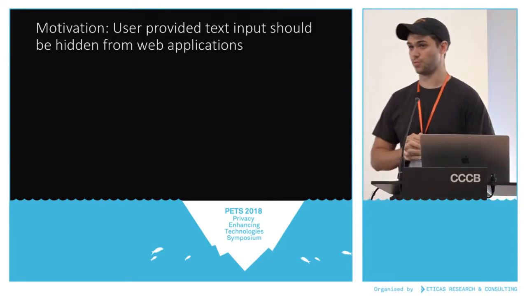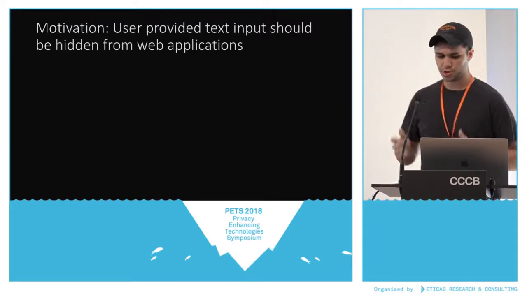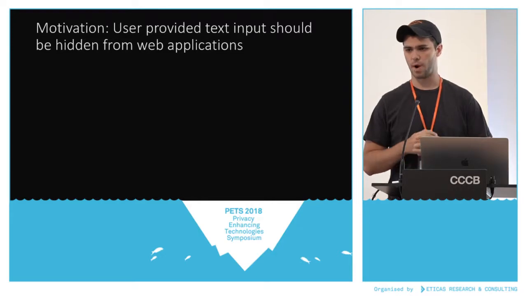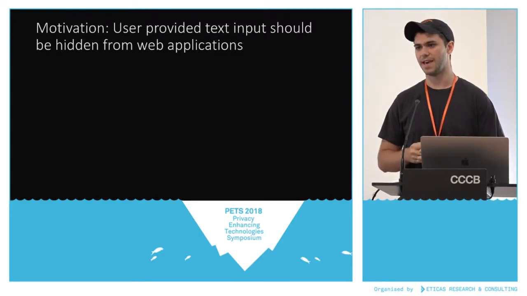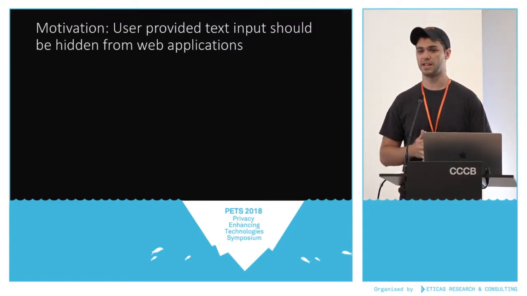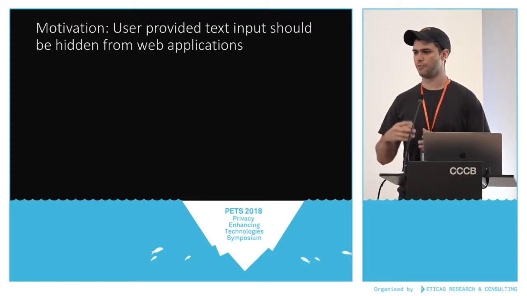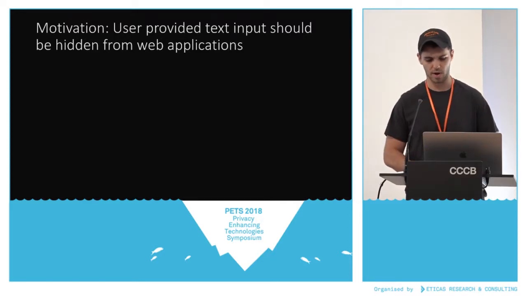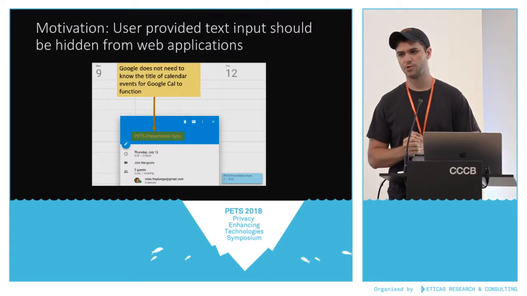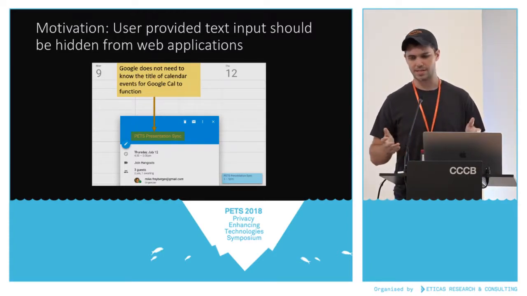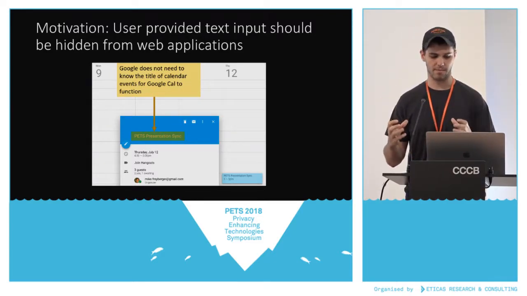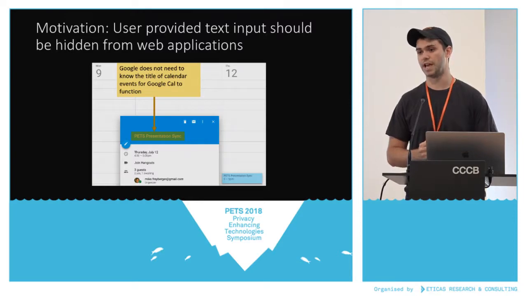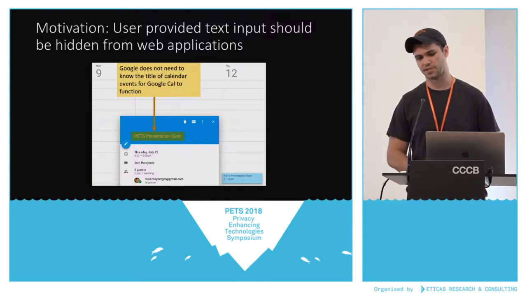So the motivation for this work is that user-provided textual input should be hidden from web applications. So we talked about secure messaging this week, and when people are communicating back and forth with others, we want that to be secure. But there are plenty of applications where you're more or less communicating with yourself with a few extra features that are offered by the web app. So for instance, when I'm using a calendar application, I'm typing in the title, but Google really never needs to know the title of my calendar event in order to have correct functionality. And there are a bunch of other applications like this.